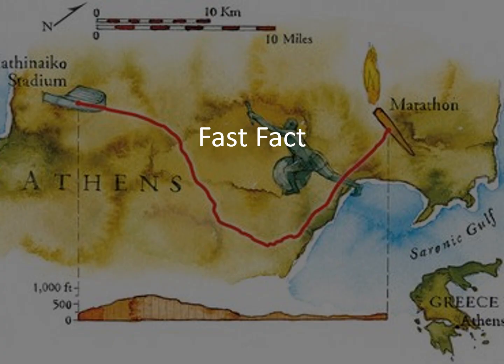So here, guys, I want to tell you a fast fact. A Greek legend tells about a messenger running all the way from Marathon to Athens to report the Greek victory over the Persians. After completing the 26-mile run to Athens, the messenger died while proclaiming victory. In his honor, the Greeks added a 26-mile race called the Marathon to the Olympic Games.